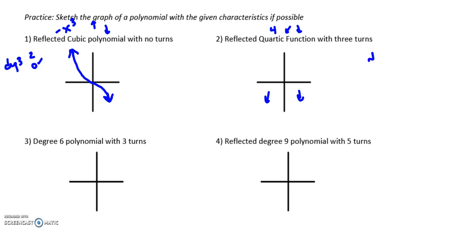And 3 turns. So if I have degree 4, the number of turns I could have maximum is 3, or I could have 1, going down by the odd numbers there. So that is possible to have 3 turns with a degree 4. So I come up and I just give myself 3 turns, which means 3 maxes or mins. So there's my reflected quartic with 3 turns.